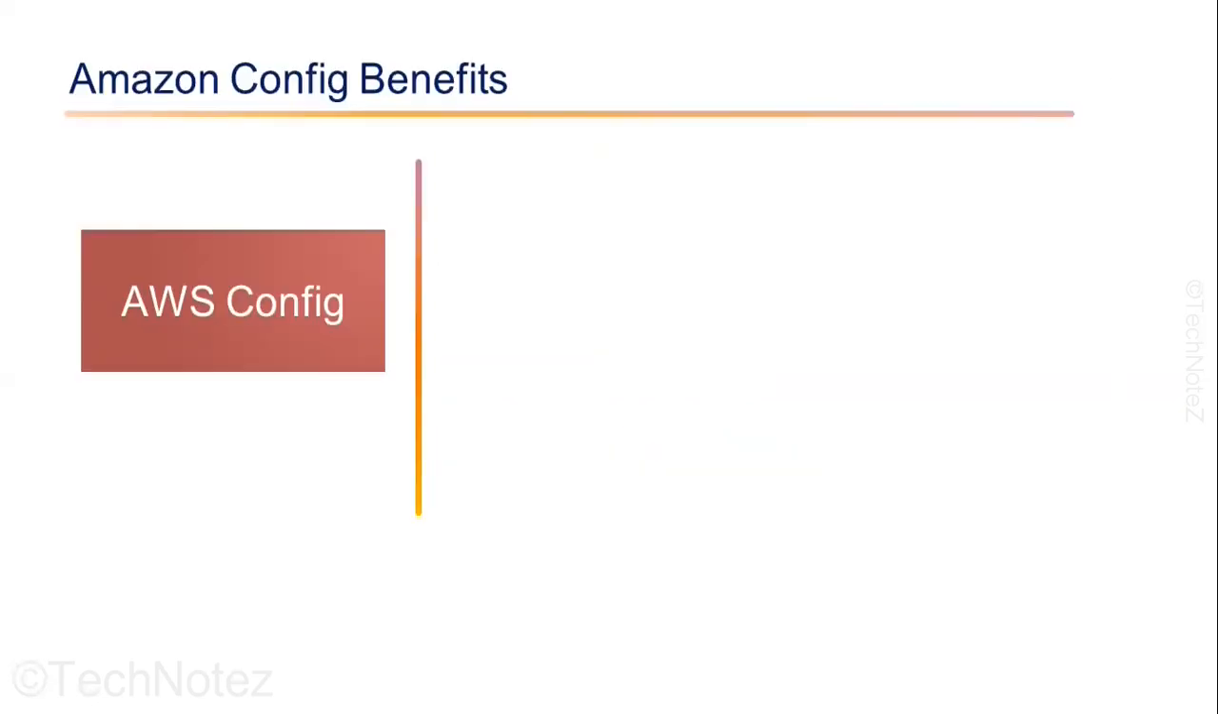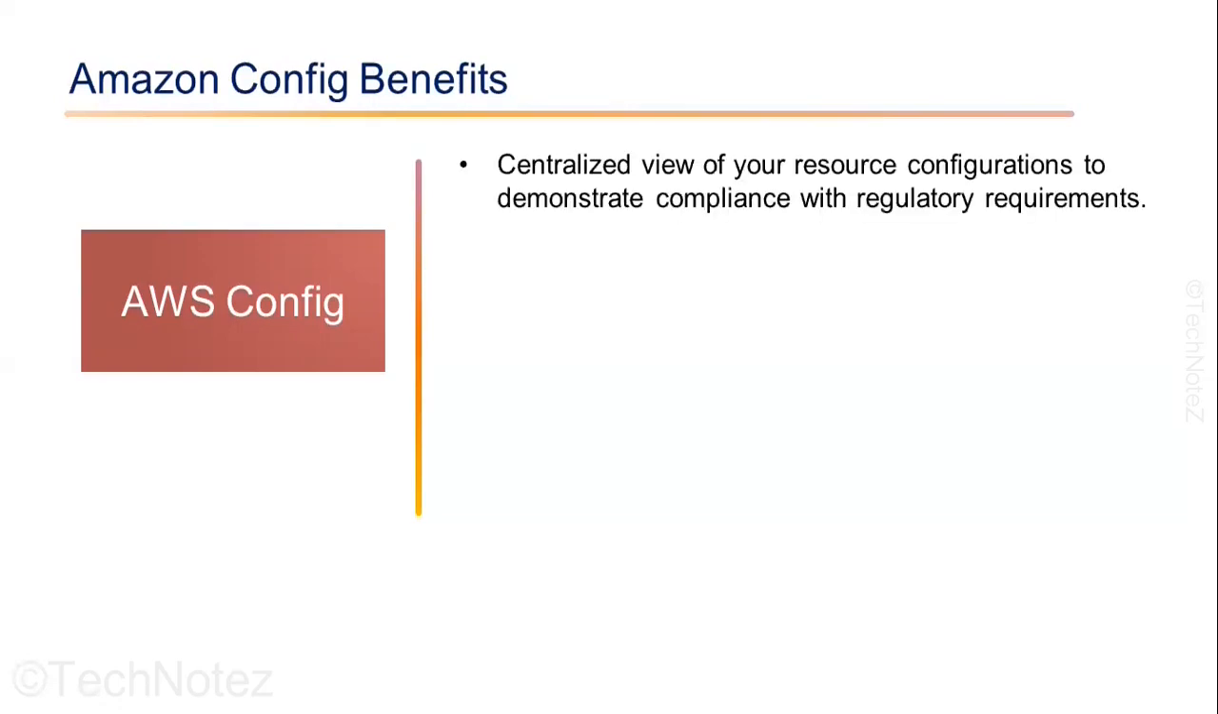AWS Config makes it easier to track your resource configuration without the need for upfront investment, and avoids the complexity of installing and updating agents for data collection or maintaining large databases. AWS Config provides a range of features. Simplify compliance auditing. AWS Config provides a centralized view of your resource configurations, making it easier to demonstrate compliance for regulatory requirements.